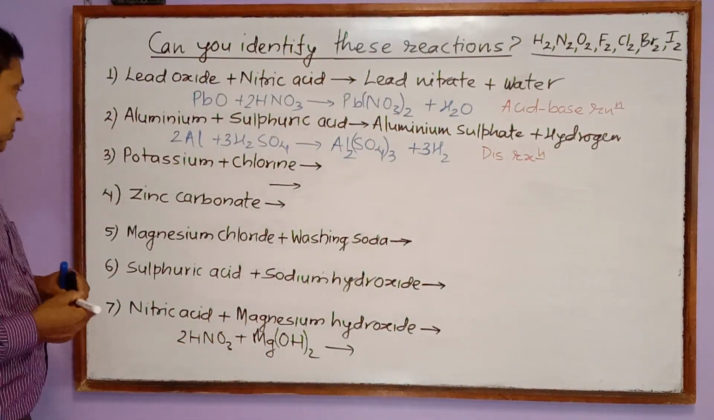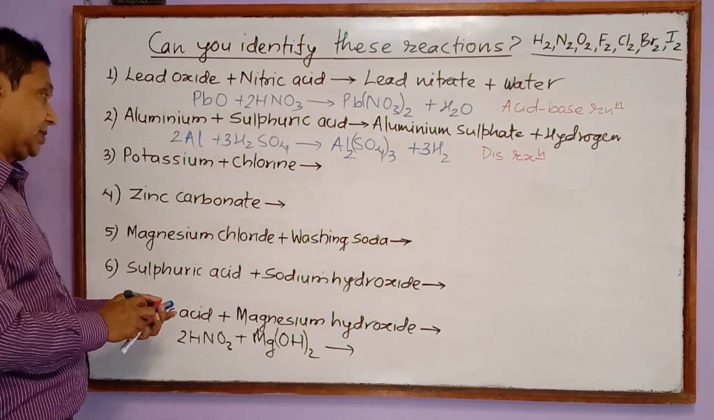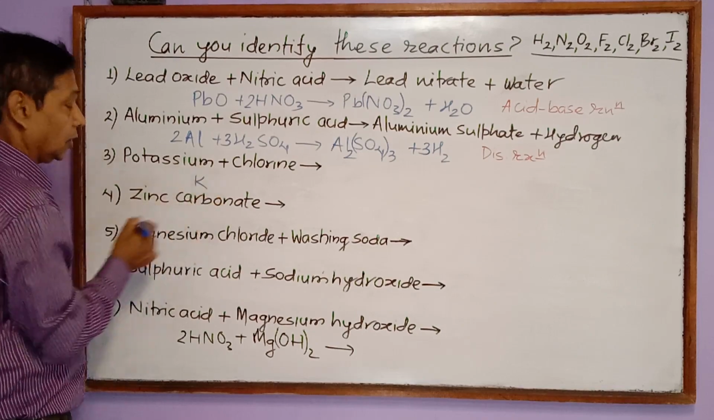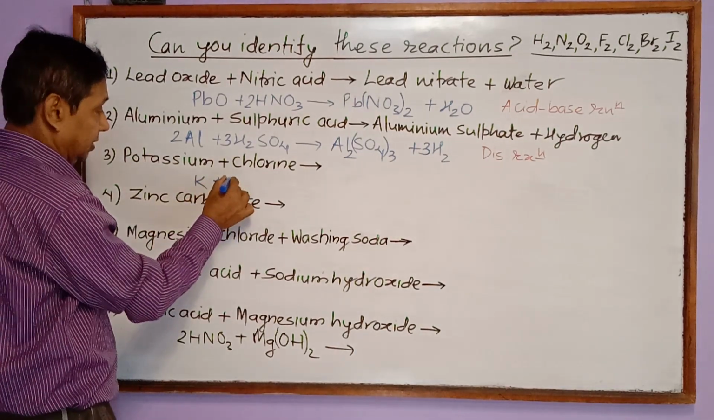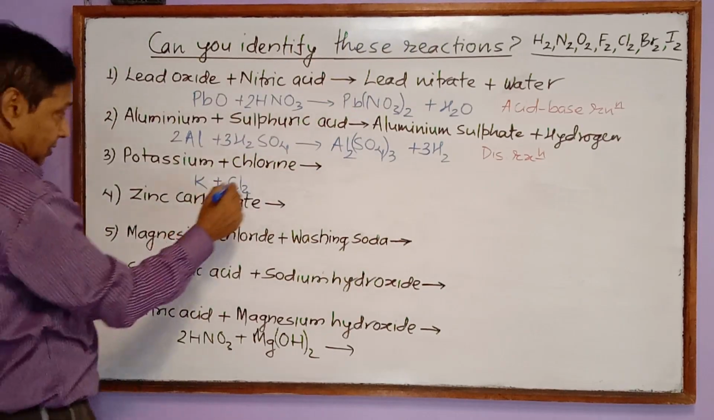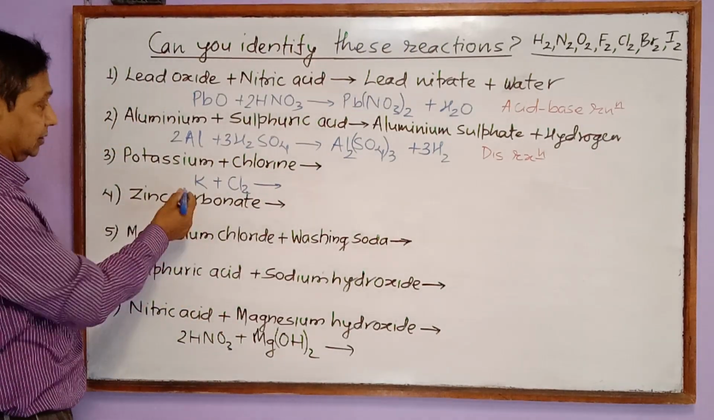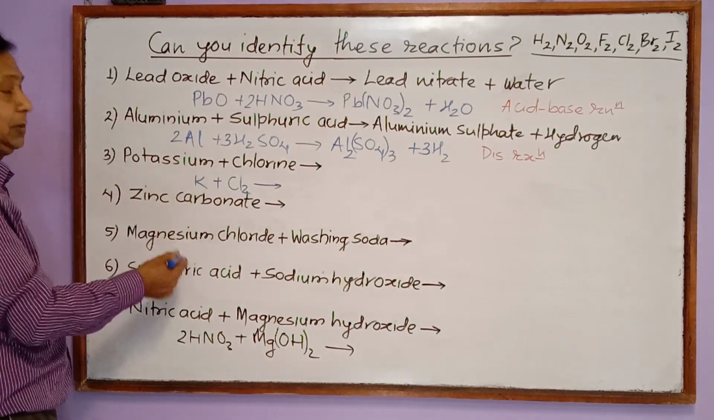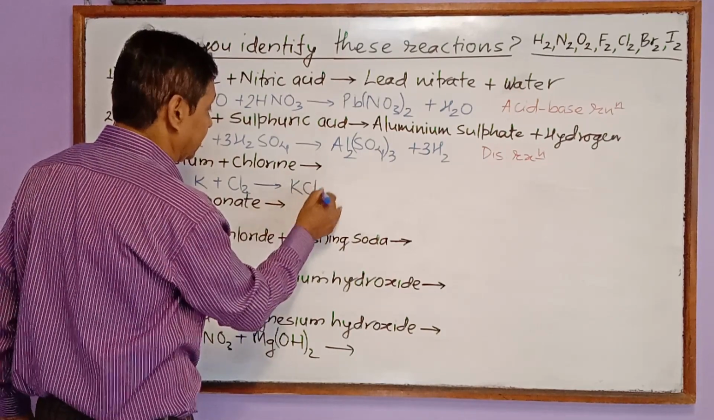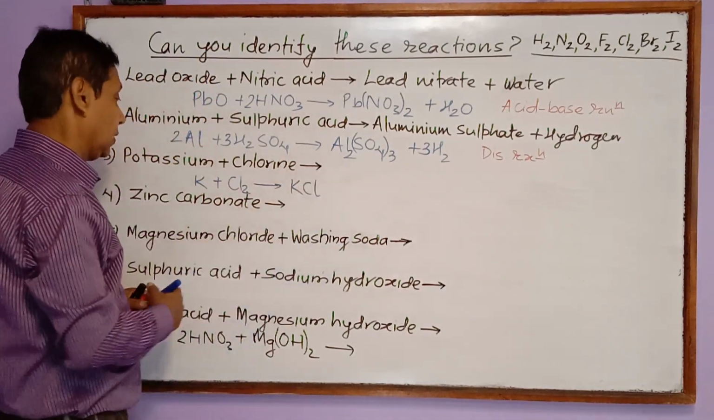Okay, now let's go to another one. Potassium when it reacts with chlorine, what happens? Potassium, its symbol is K. Chlorine, its symbol is Cl, but it is diatomic, as I have written there. When they react, certainly they combine with each other. Two elements are taking part in the chemical reaction. They combine to form potassium chloride. Now, valency of potassium is 1, chlorine is 1, equal valency, no exchange.